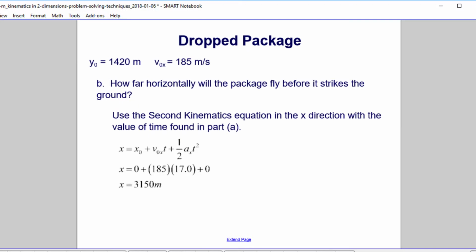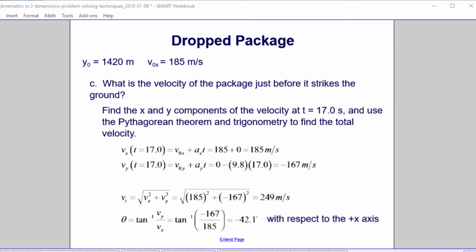How far horizontally will the package fly? Now we use the second kinematics equation again, but this time in the x direction, and we found the time in part A. So here's the full equation in the x direction, but we're going to start our problem at x0 equals 0, so that goes out. We do have an initial velocity in the x direction, that's the velocity of the plane, but there's no acceleration in the x direction, just in the y direction due to gravity. We put in our initial velocity, and here's our time before it hits the ground, and we find the package goes 3,150 meters.